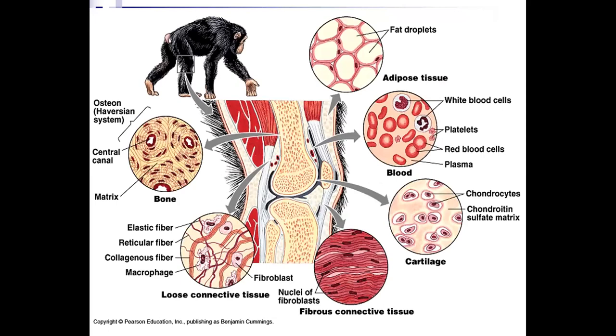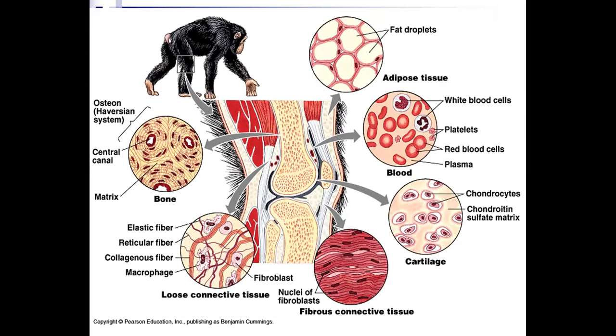And here is a cross-section of a chimpanzee's knee. Now, is this a frontal, sagittal, or transverse plane? Very good. This is sagittal. Now, if I were to go clockwise, starting with the top, that's adipose tissue. In my opinion, there's only 2 out of 6 here that are kind of hard to really get. Adipose tissue is easy. That's all fat.